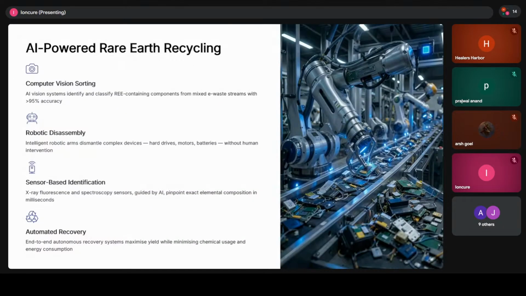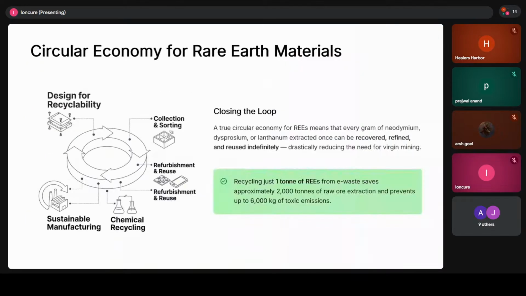AI is also improving rare earth recycling technologies. Computer vision systems can identify valuable components from electronic waste with very high accuracy. Robotic systems can automatically dismantle devices such as batteries, hard drives, and motors. And advanced sensors combined with AI algorithms can rapidly identify material composition. Automated recovery systems help to maximize recycling efficiency while reducing chemical use and energy consumption. This is important because recycling may reduce future dependence on new mining operations.